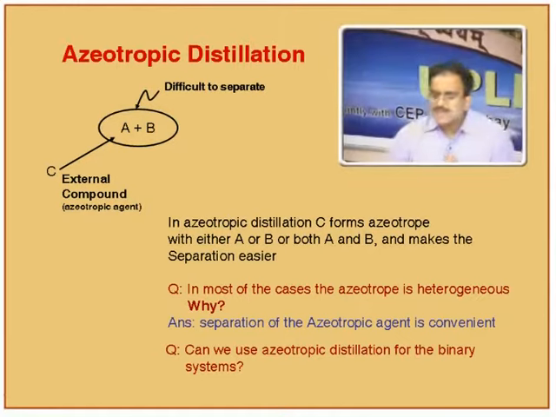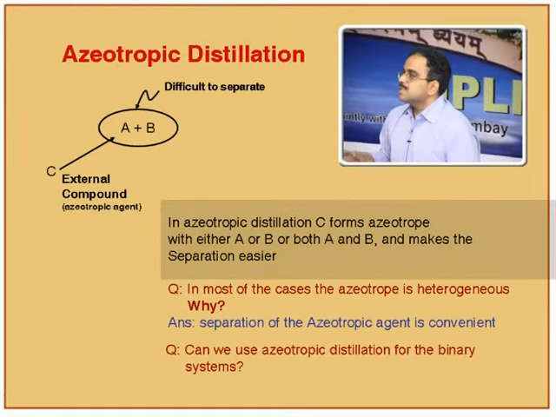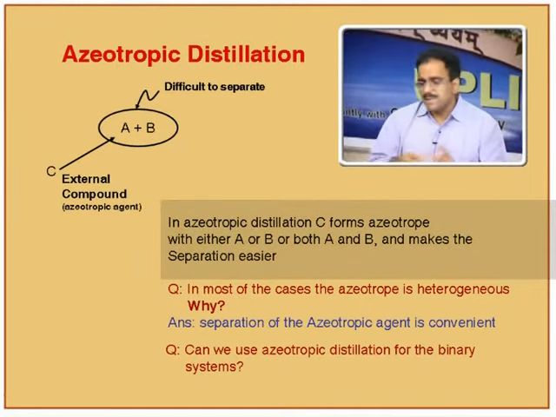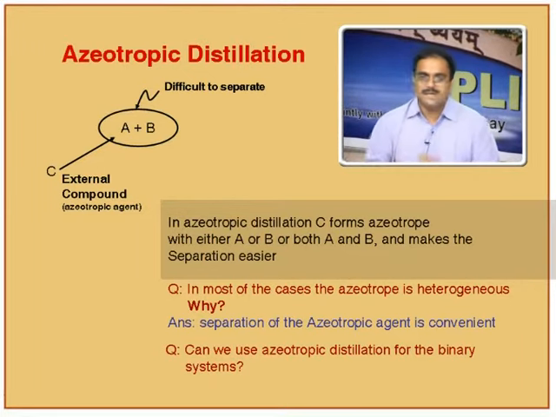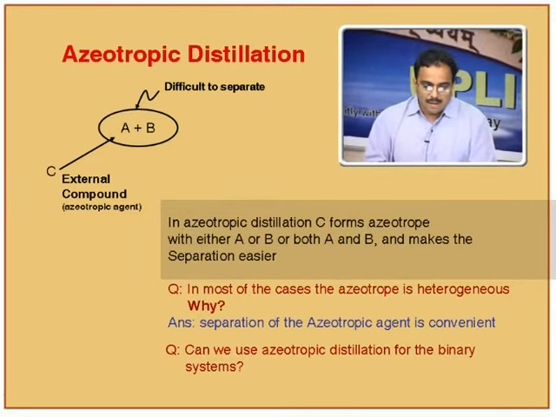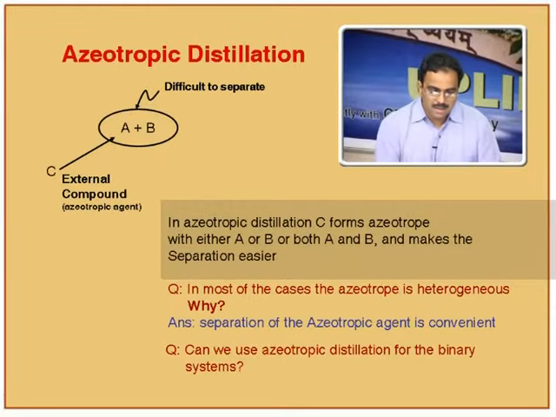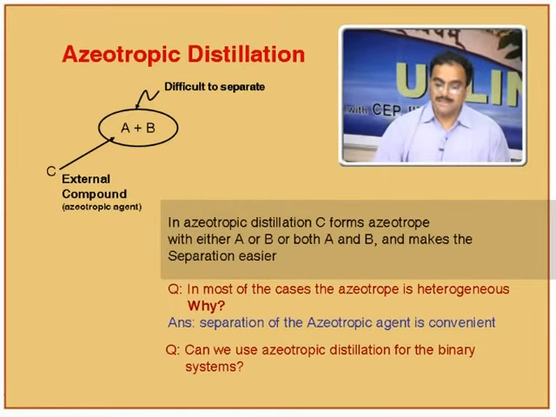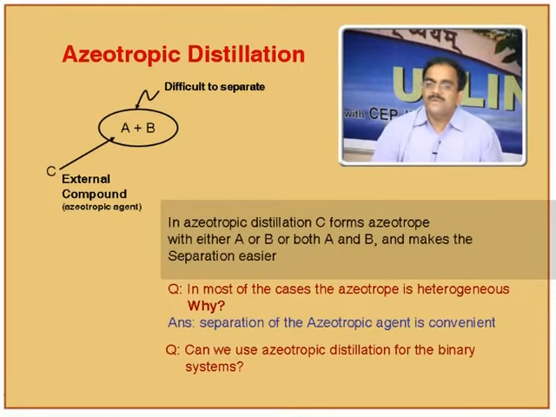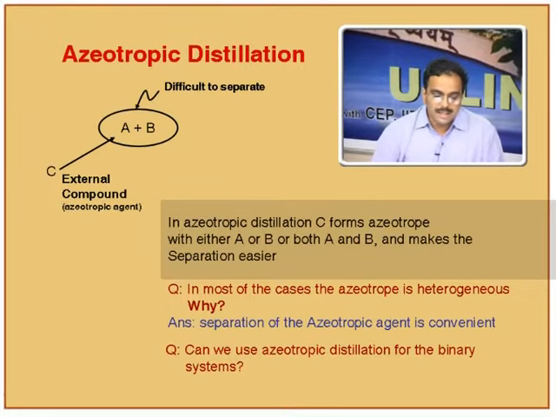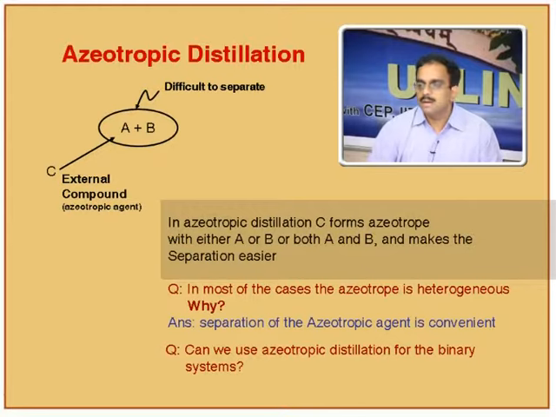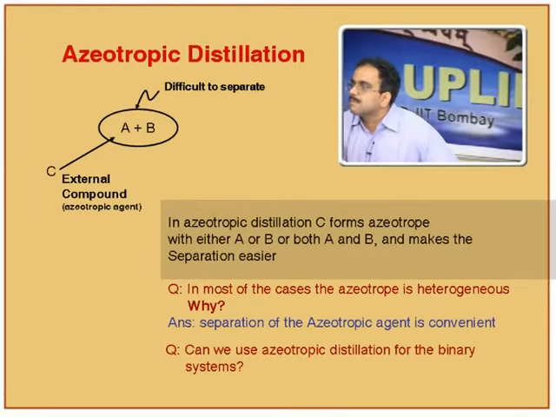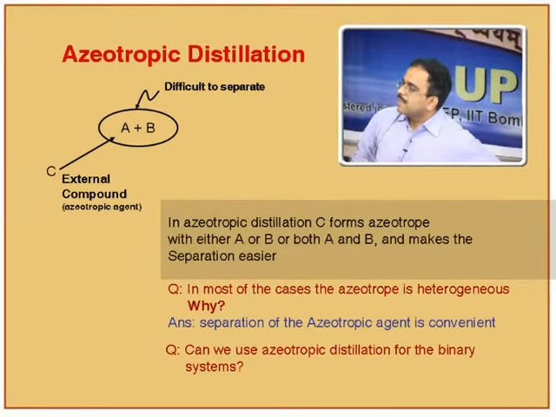So azeotropic distillation, what's the difference between extractive distillation and azeotropic distillation? Of course there are many definitions; you see one book, you will have one definition. But the simplest definition that we use here is when you have a mixture AB which is difficult to separate. When I say it is difficult to separate, it means either there is a formation of azeotrope between A and B or they are very close boiling, like acetic acid and water.